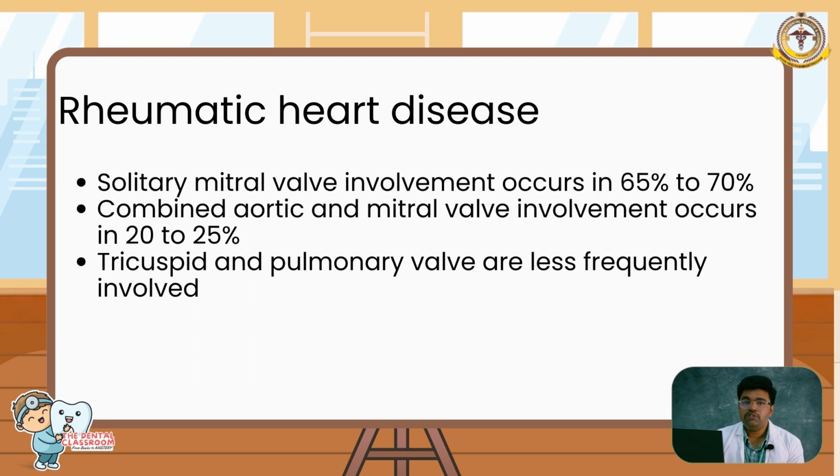In rheumatic heart disease, the mitral valve is the most commonly involved. It is 65% to 70% involved. Aortic and mitral valve combined together are involved 20 to 25%. Tricuspid and pulmonary valves are less frequently involved.